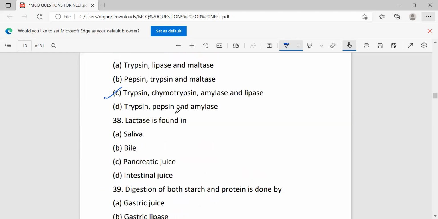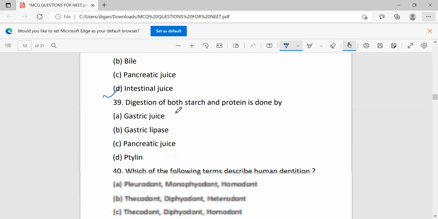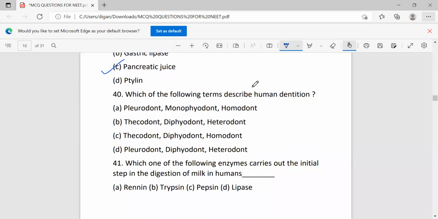Next question, lactase is found in, option D, intestinal juice. Digestion of both starch and protein is done by pancreatic juice. 40, which of the following terms describes the human dentition? And for 40, the correct option is B, thecodont, diphyodont, and heterodont.